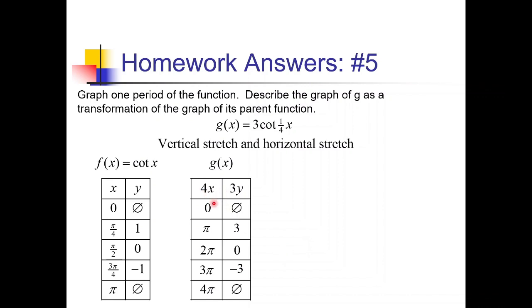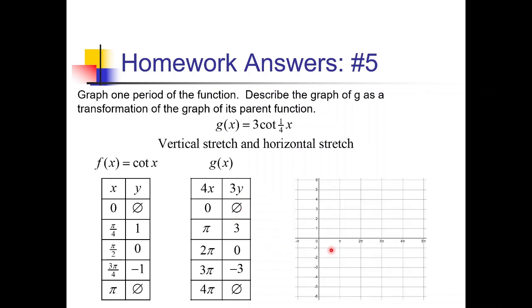It looks like I can go by pi's for my x values, which is kind of nice. For the y values, we can either go by 1s or 3s. Won't really matter. I can fit 3s if I just go by 1s. So let's do our vertical asymptote at 0. And then we have pi, 3, 2 pi, 0, 3 pi, -3, and 4 pi is our other vertical asymptote. And then let's just draw our cotan curve through those points and approaching those asymptotes.